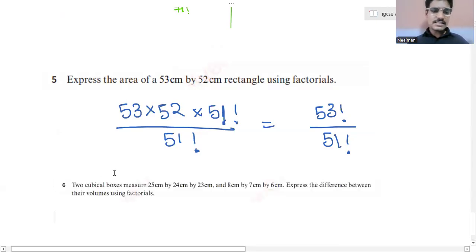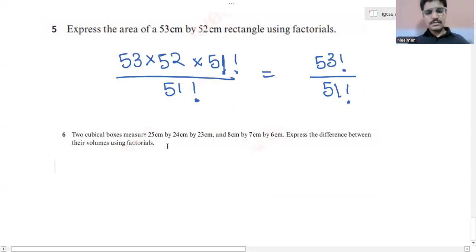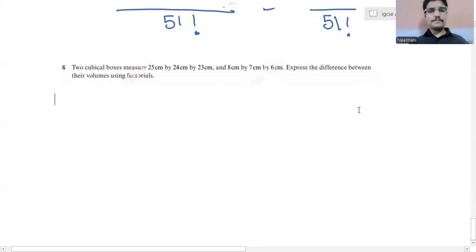Moving on to question number 6. Two cuboidal boxes measure 25 centimeter by 24 centimeter by 23 centimeter, and 8 by 7 by 6. Just note this: all of these numbers are consecutive numbers. Express the difference between their volumes using factorial. So when we see this question, it is the same thing. I want to find the difference between the volumes.